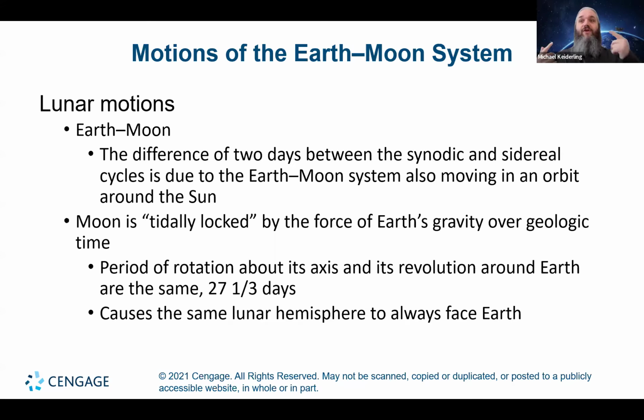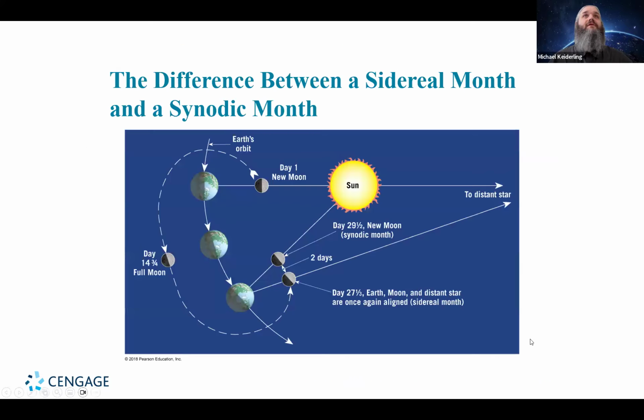The difference in strength of gravity between the near and far sides works to slow rotation and try to make one side always face the Earth. The moon is actually doing the same thing to the Earth, but it's happening much slower because the Earth is much bigger. But it causes the same lunar hemisphere to always face the Earth.